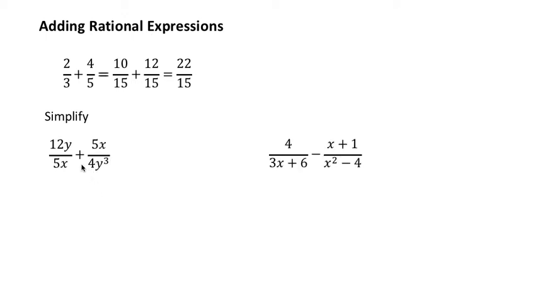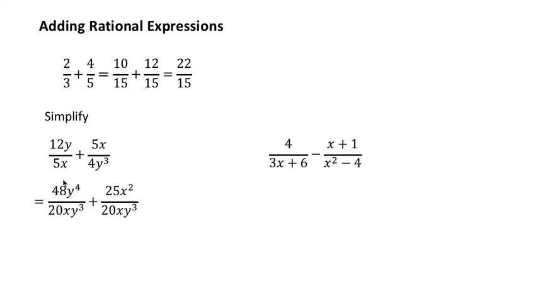This time, again, let's find the common denominator here. So 5x times 4y cubed is 20xy cubed, and there's nothing else we can do. There's no smaller common factor than that. So 20xy cubed is our denominator.